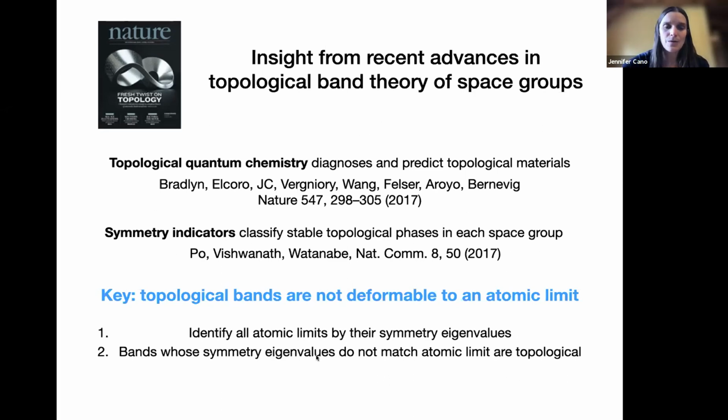And so in this way, we have a key by which we can identify topological phases by their symmetry eigenvalues. So the majority of what I'm going to say for the remainder of this talk is this point one. How do we identify atomic limits? How do we compute their symmetry eigenvalues? And once we do that, then point two is straightforward, because we identify the topological phases as those which don't match any of these trivial eigenvalues.